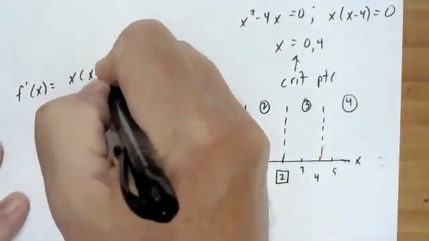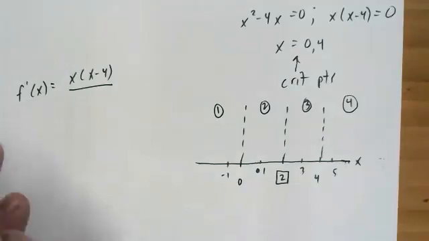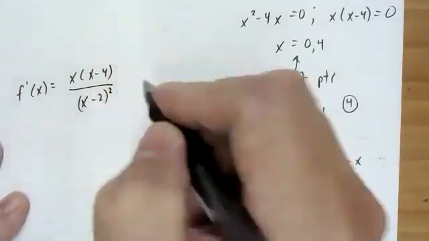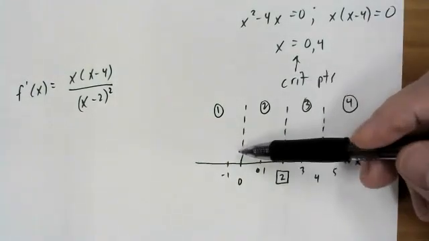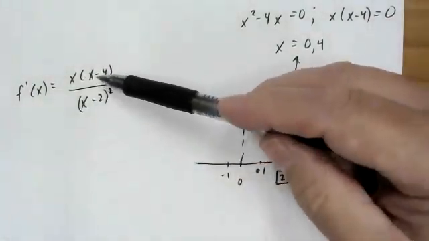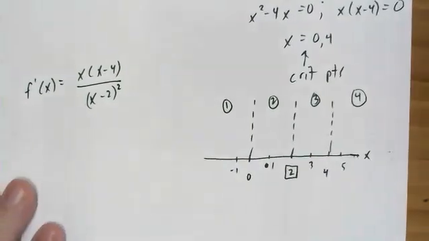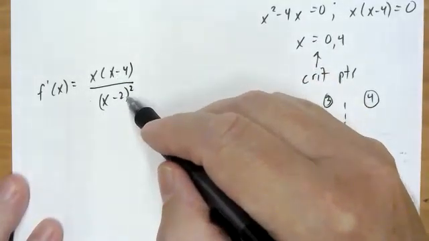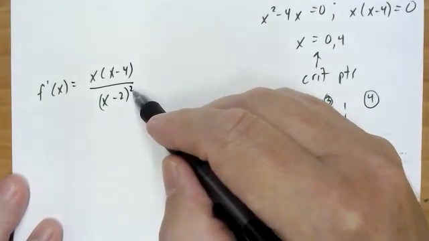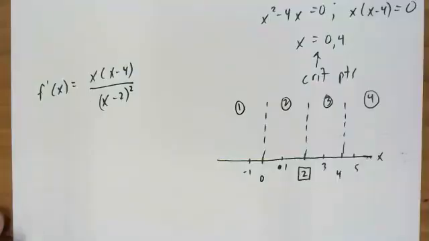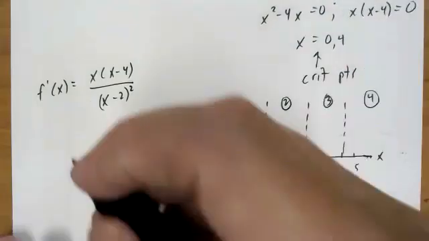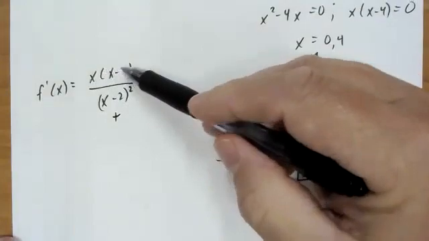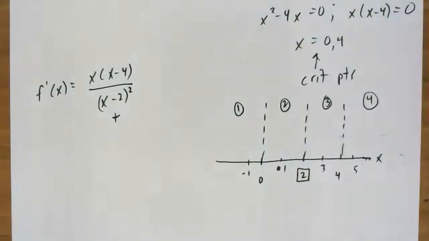X times x minus 4 over x minus 2 squared. So for each region, I'm going to plug in the test point, and all I really care about is whether that first derivative is a positive or negative number. And what's interesting is if you look at this denominator, since I'm squaring the parentheses, the denominator is always going to be a positive number. So the denominator is always positive. So really, what's going to determine the sign is what's going on up here in the numerator.